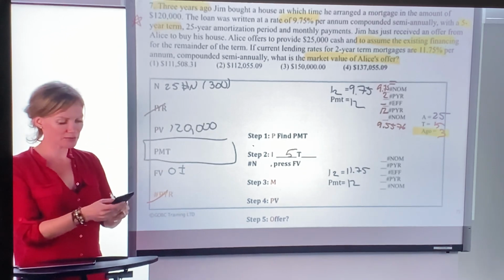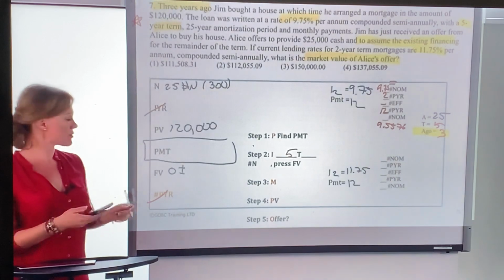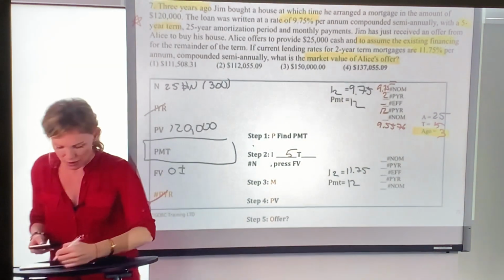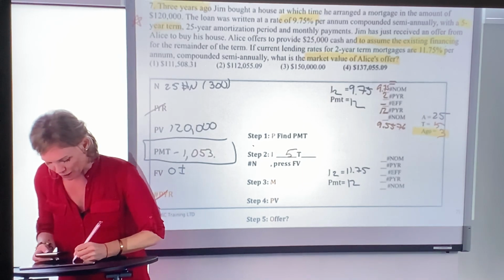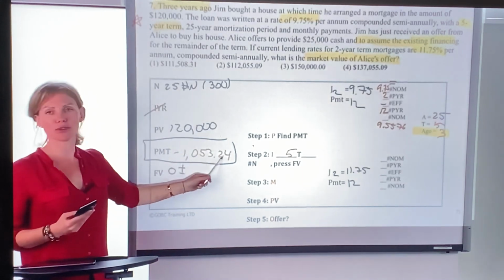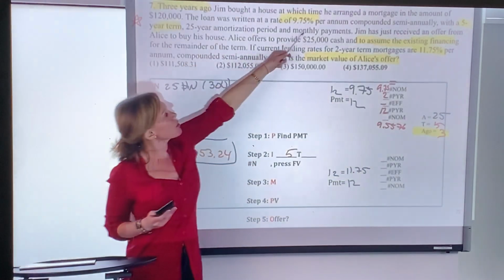120,000 PV. Skip the payments. Future value 0, plus minus future value. Don't forget. And now you press the payment. My payment came up to negative 1,053.24. Did you get the same payment? 1,053.24? Good job.